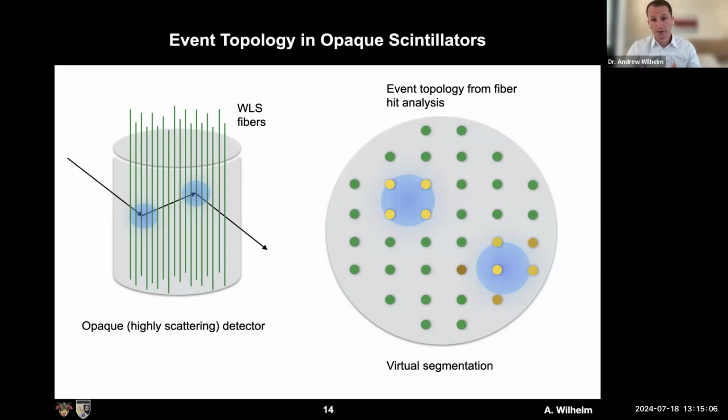Another thing to notice is that if we have fibers going in one direction in a detector like this, it provides us with a two-dimensional image or a two-dimensional position reconstruction capability. And so if we want to be able to reconstruct in 3 dimensions, we have to introduce another set of fibers that is orthogonal to this first set.